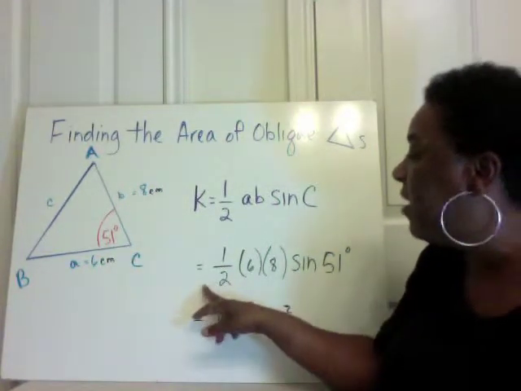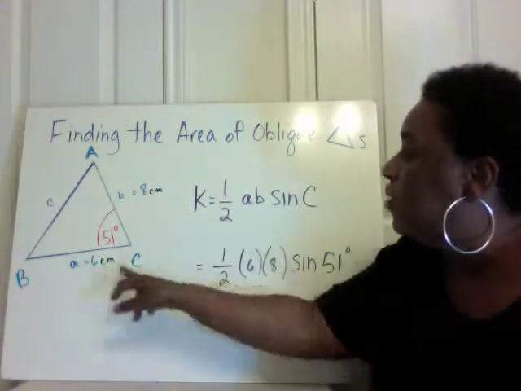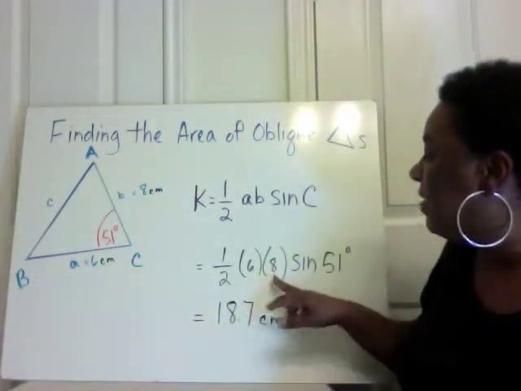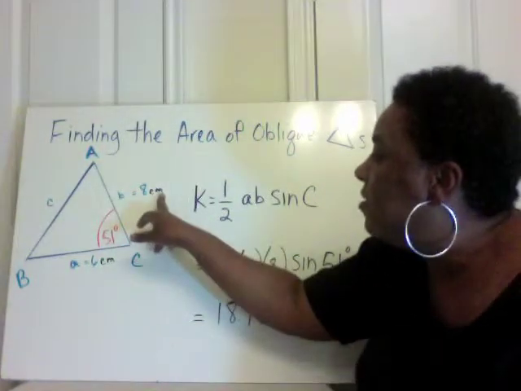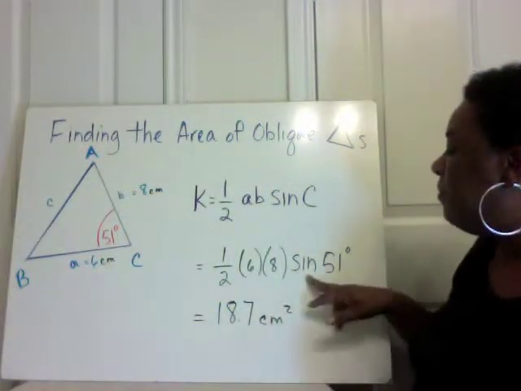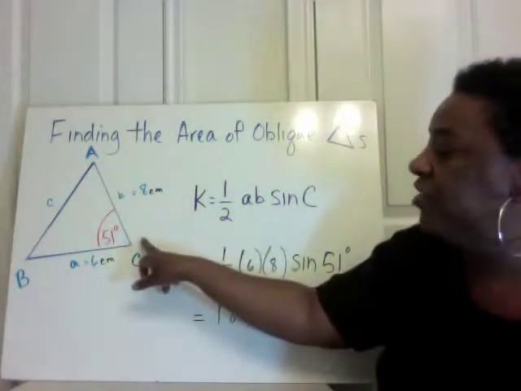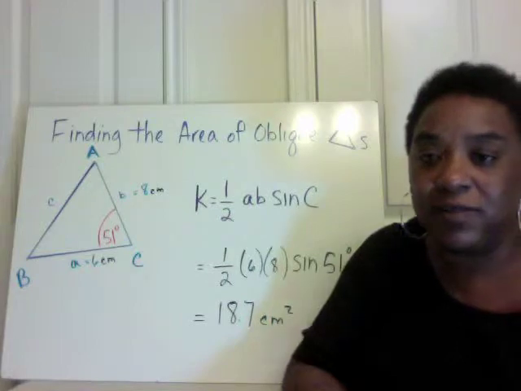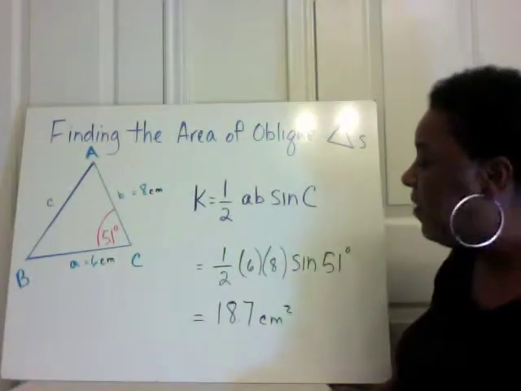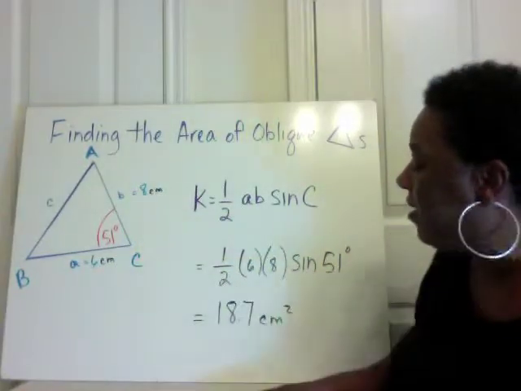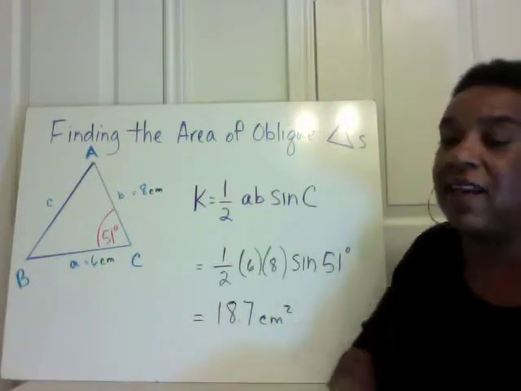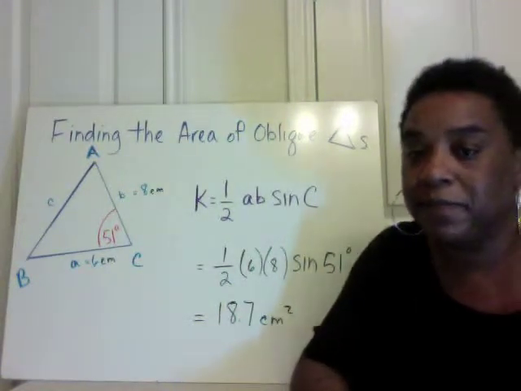So now we just substitute in the information that we have. We have 1/2 times 6, which is the measure of a, times 8, which is the measure of b, times sine of 51, which is the measure of angle C. And so we find that the area of this triangle is 18.7 centimeters squared.